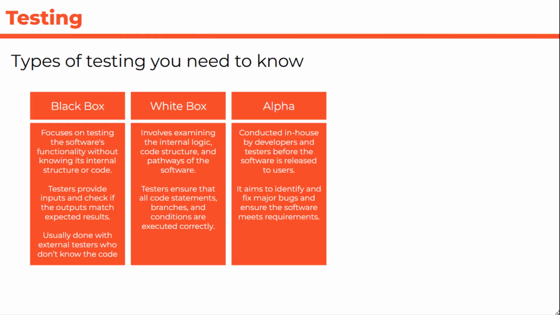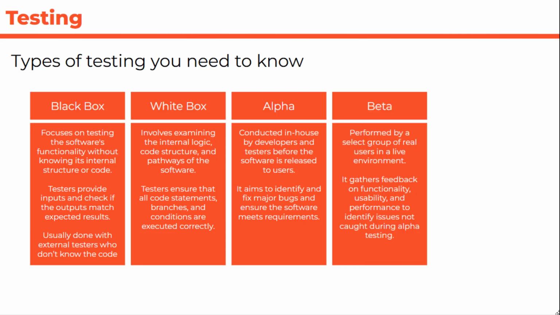Then we move to alpha testing. Alpha testing is conducted in-house by developers still and testers before the software is released to the users, and its aim is to identify and fix major bugs and ensure the software meets the requirements.